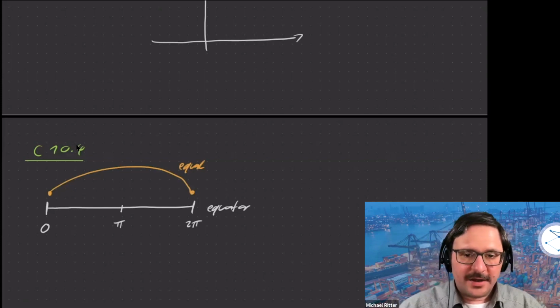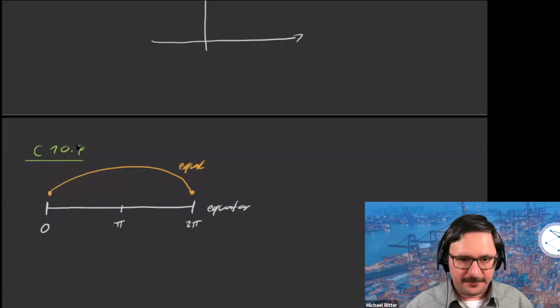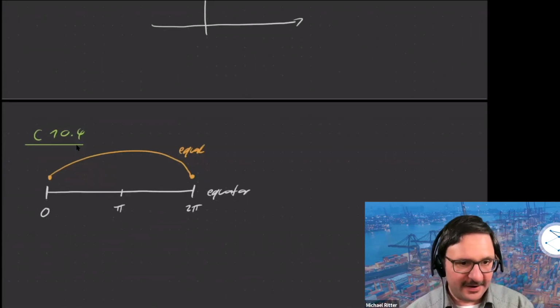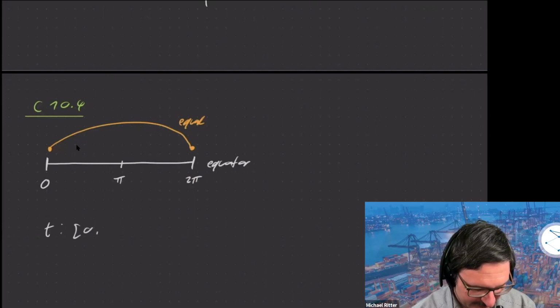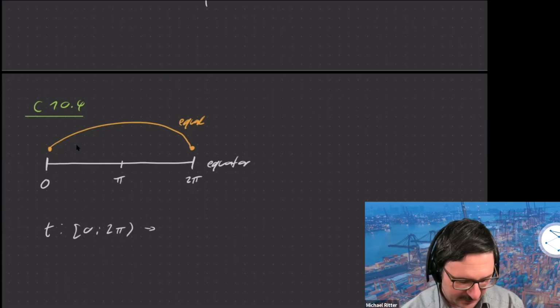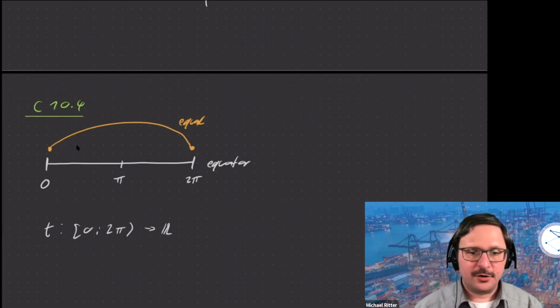And now we want to look at the temperature along that line. So let's say we have a function that defines that temperature. So that's T. We map that interval 0 to 2 pi to R. That is the temperature along the equator.